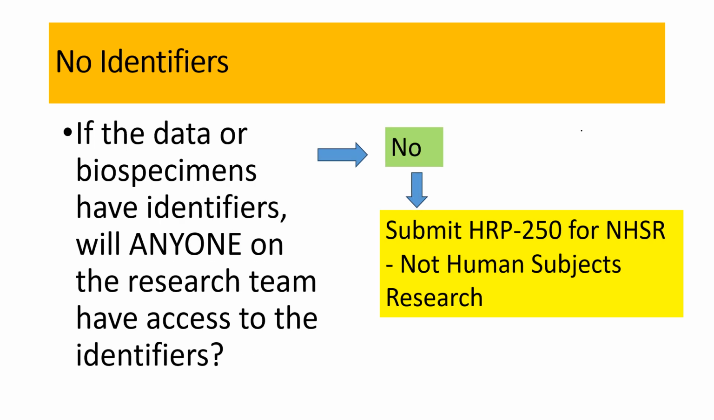No identifiers. Let's say you were getting data or biospecimens from a source that is not a public use data set. This could be data from a clinic's medical records, or data from another research study, or de-identified specimens left over after a tumor biopsy. As long as no one on the research team has access to identifiers or access to a code that links the data or biospecimens back to a person, then this is still considered not human subjects research and can be submitted using the HRP 250 form.